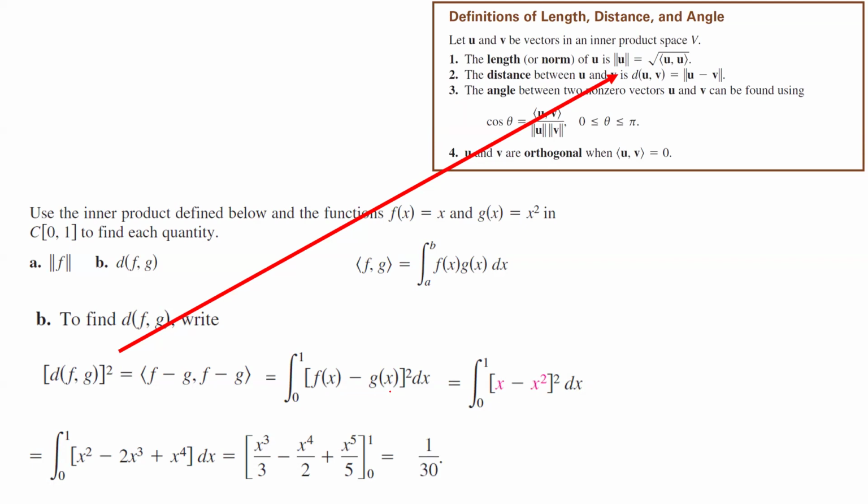1/30. So the distance between these two functions in the vector space of all continuous functions between 0 and 1, inclusive, using the inner product definite integral of f times g, is equal to 1/30.